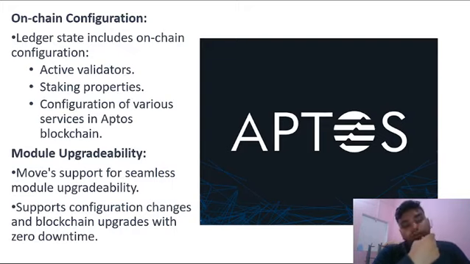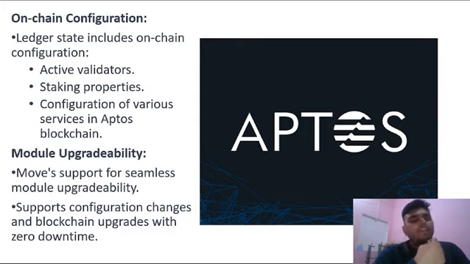For modules and upgradability, we find that the Aptos ecosystem is the most upgradable ecosystem compared to others, providing support for seamless module upgradability. You write the smart contract in certain modules, and those modules get updated, and after that you have a clear vision of how you can upgrade your smart contract, making it better and better day by day. It also supports blockchain upgrades with zero downtime. It means you will require very little time to upgrade it. It does not take a lot of time.